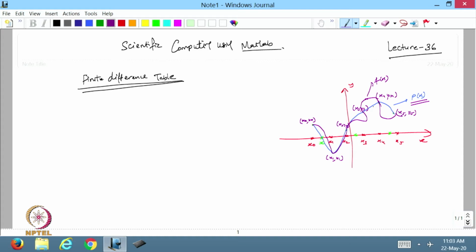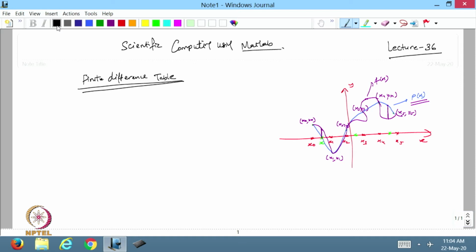Now, suppose I want to find the value of the function at this x. At this x, the actual value may be different from the approximate value. At this x this may be the approximated value and this may be the exact value. So that is the error. If I want to approximate the value at any x in between, there is some error involved. We will also discuss that today.